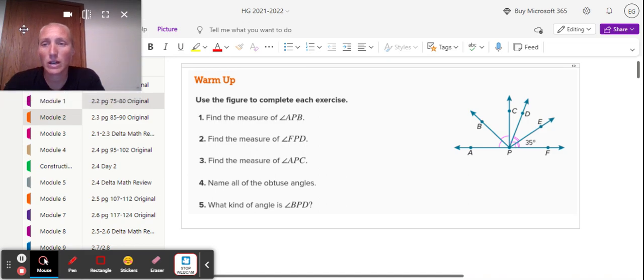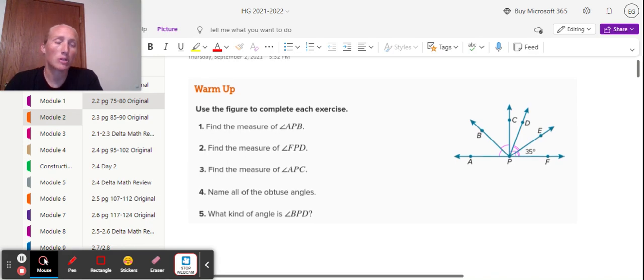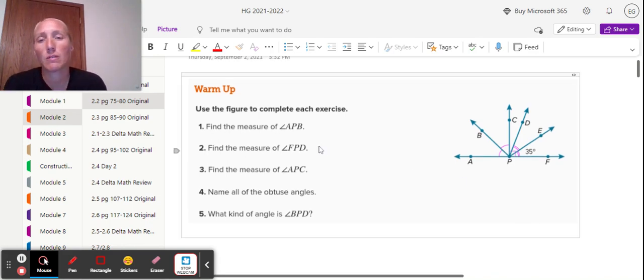Hello, students. We're going to go ahead and get started on lesson 2.2 today. So we're going to be talking about angle relationships in this lesson.